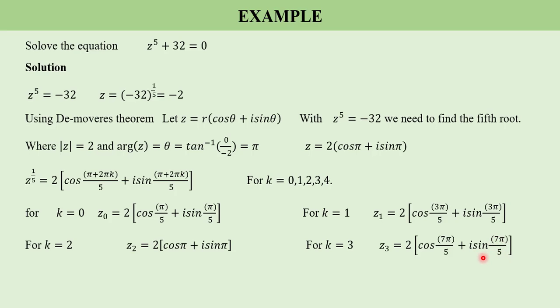Then lastly, for k = 4, z4 = 2(cos 9pi/5 + i sin 9pi/5). We have done the same by substituting the 4 here. 4 times 2 is 8 pi plus pi, 9 pi, which gives us this. So these are the roots for these different cases, for k = 0, 1, 2, 3, and then 4.